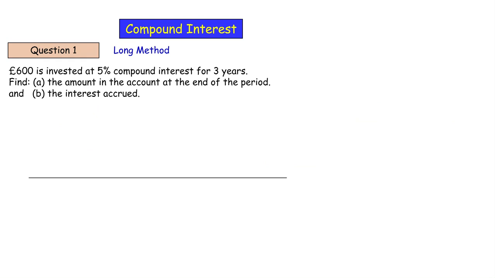Okay, so moving on, your turn now. I want you to have a go at this question. £600 invested at 5% for 3 years. Using the same method as before, find the amount in the account at the end of the period and the interest accrued. So hit pause, have a go. When you're ready to have a look at the solution, hit play again.